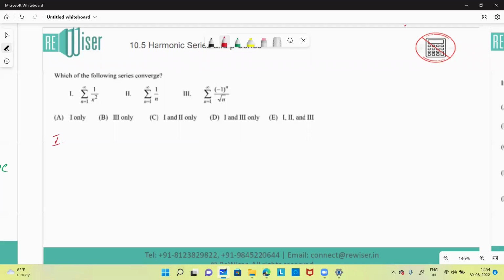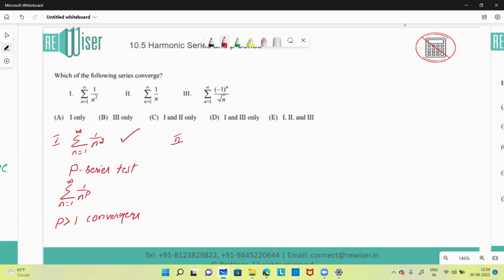For statement 1, in order to check whether the summation of n equals 1 to infinity of 1 over n squared converges or not, we are going to use the p-series test. The p-series test goes something like this. Whenever I have a series from 1 to infinity of 1 over n to the power of p, and if p is greater than 1, it converges. And here clearly in place of p we have 2, so that's why this one would converge.